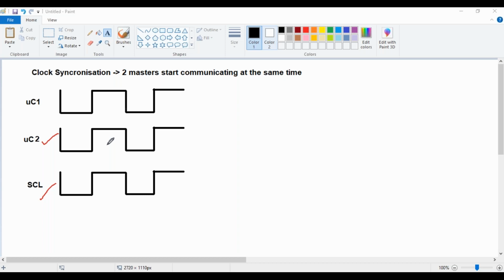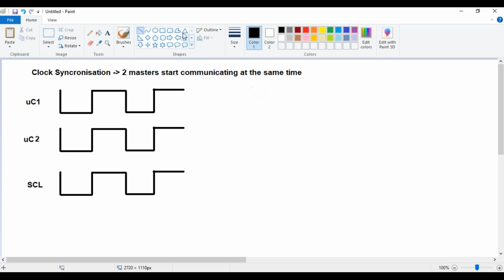So both of them are not coming out of the communication protocol, and both of them are trying to generate their own clock pulse and trying to send it on the clock line. So this is in fact considered as cheating. But this is a very rare scenario. Now assume I have one more scenario where microcontroller 1 is comparatively faster.